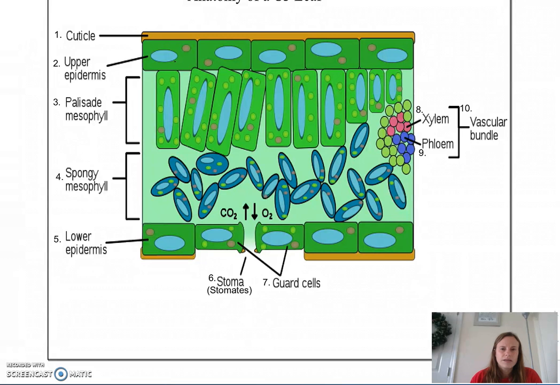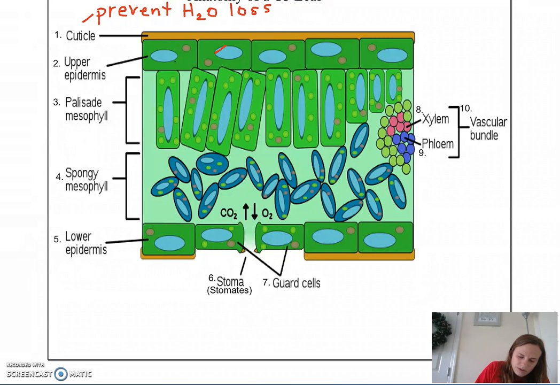So here's the anatomy of a C3 plant, and we're going to go through each of the parts and address its main function. So here you've got the cuticle. The main function of the cuticle is to prevent excess water loss. It is a waxy covering that helps prevent the water loss. Then you've got this upper epidermis. The upper epidermis is mainly there for protection from mechanical injury.